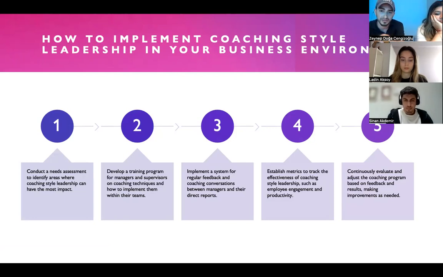Fourth, establishing metrics to track the effectiveness of coaching style leadership, such as employee engagement and productivity, is also increasing the system dynamics. For the last implementation step, continuously evaluating and adjusting the coaching program based on feedback and results that we've talked about, make improvements as needed.